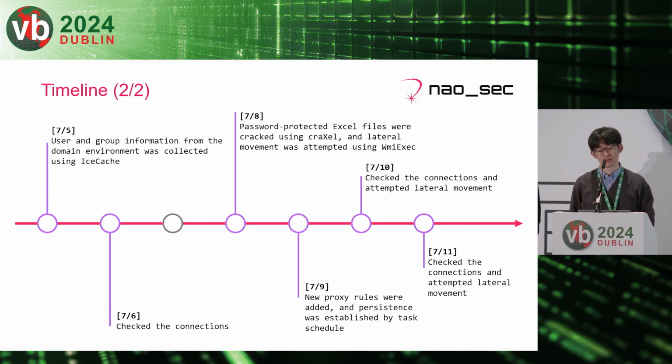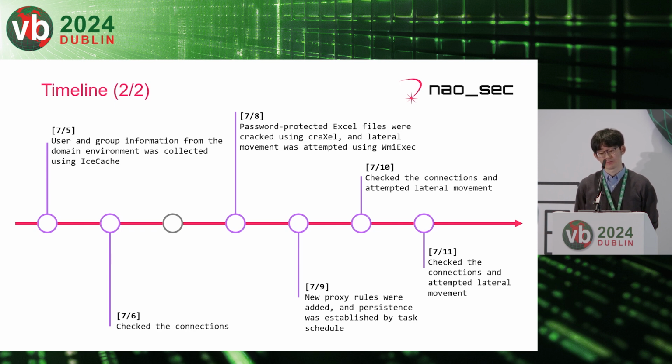On day 8, they used IceCache to steal information from the compromised environment, especially focusing on domain users. On day 9, they were quiet and only performed connection checks. On day 10, they did nothing since it was Sunday.